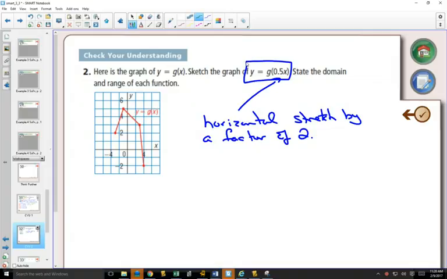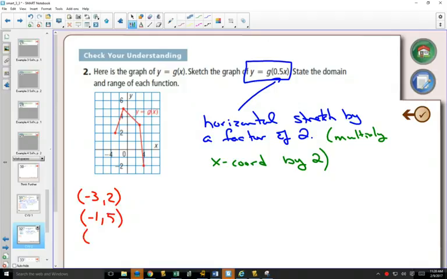What we're going to do is multiply all the x coordinates by 2. So just like last time, where we had a bunch of points in a graph like this, can you see that there's 4 key main points? And we label them here from left to right. It looks like we have (-3, 2), (-1, 5), (3, 3), and (4, -2). Those are the points on our original graph.